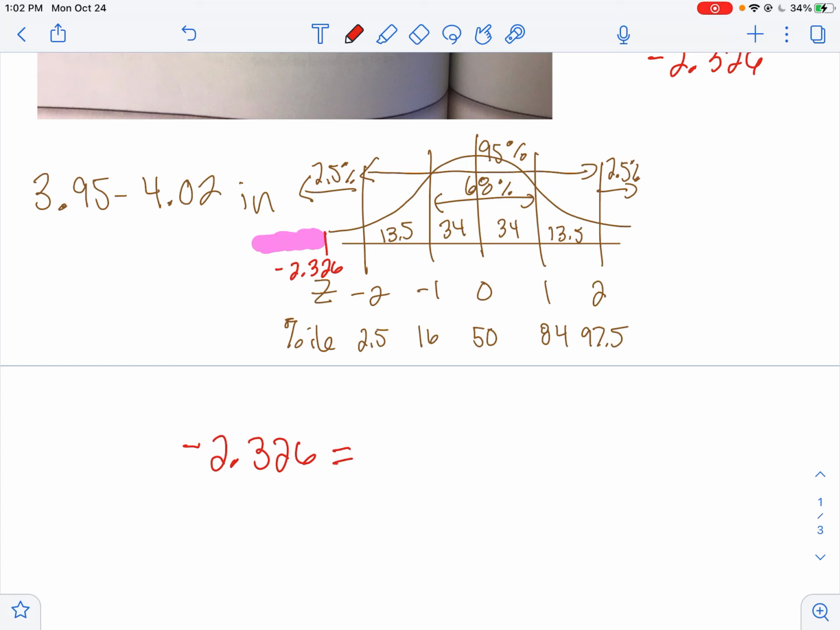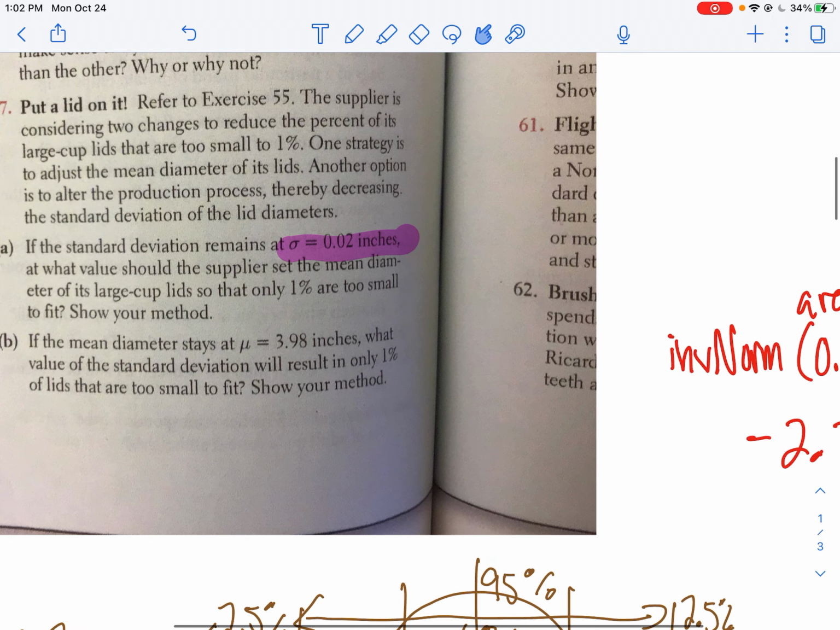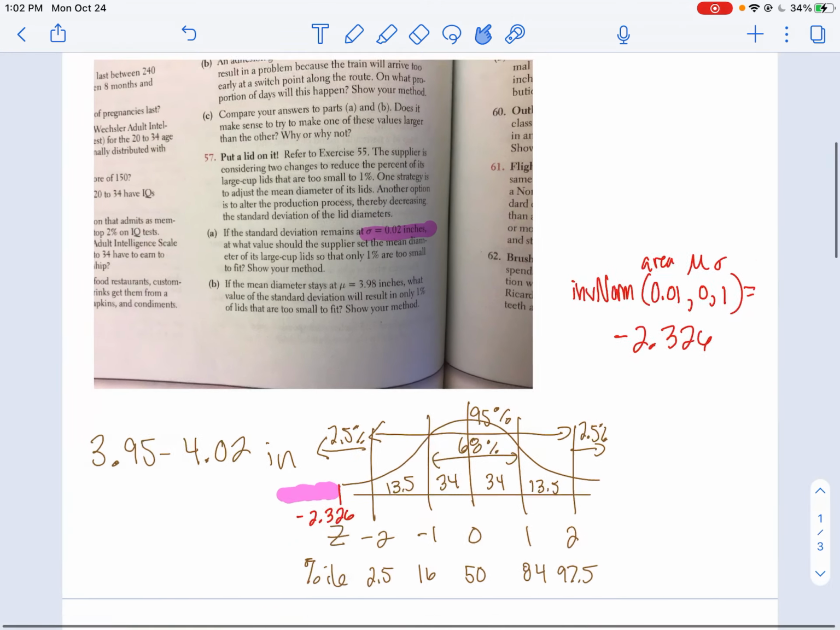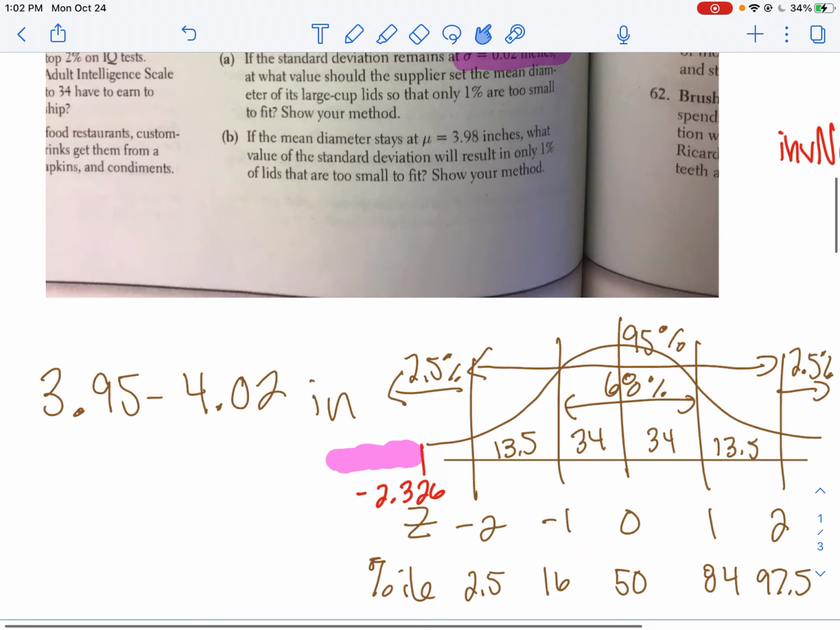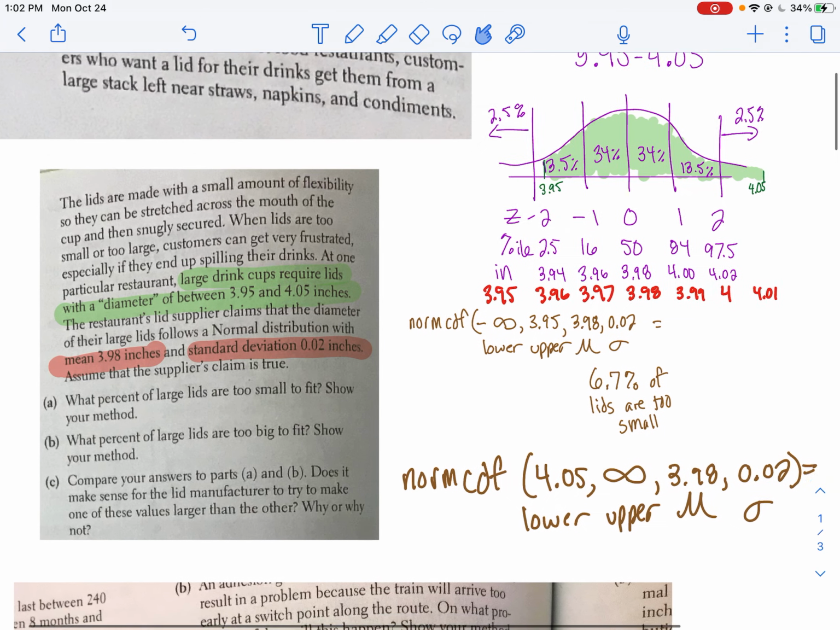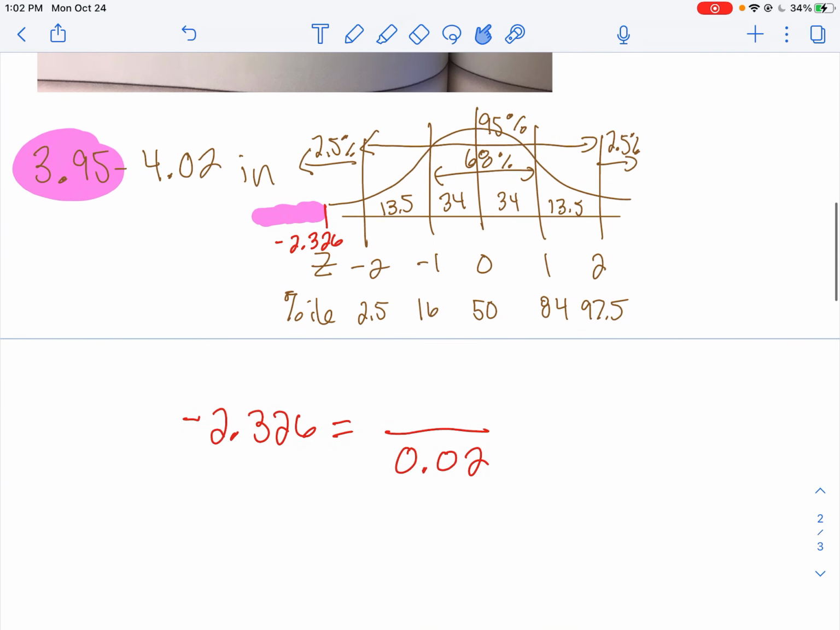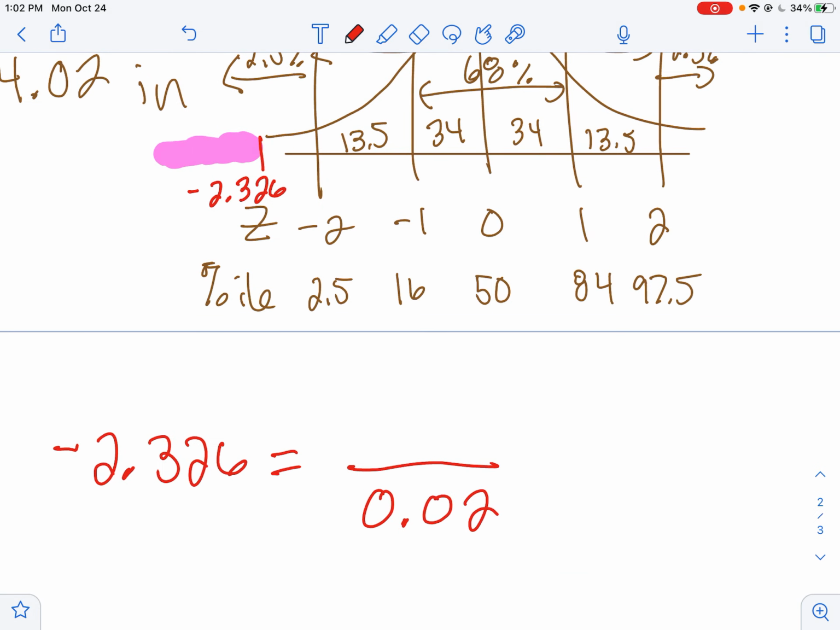I don't know what the new mean is going to be. I know what the standard deviation is going to be, 0.02. What value should supplier set the mean diameter of its large cups? Now, I know what the lower bound should be for these cups. I know it should be 3.95. Because the manufacturer specifically said in 55 here, they require lids that are 3.95 to 4.05. So I'm going to incorporate that here. So I'm going with what I know. This is what the fast food restaurant wants. And we're going to be subtracting this unknown mean to get there.